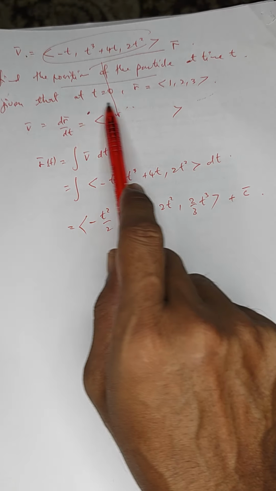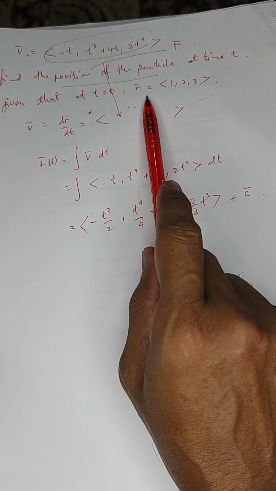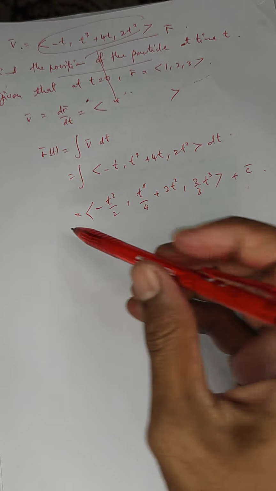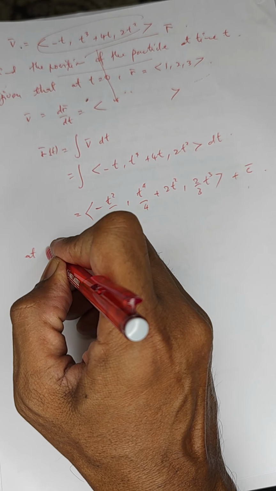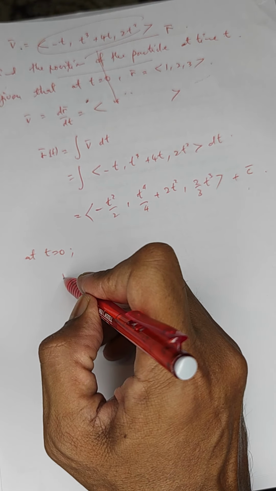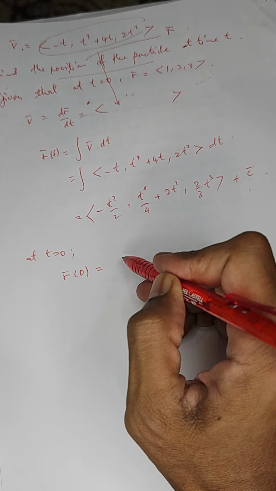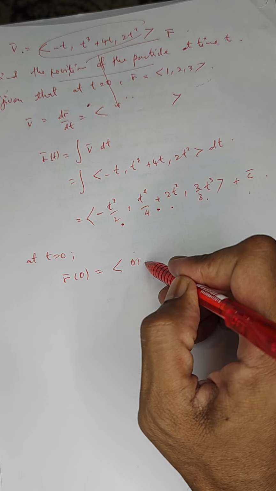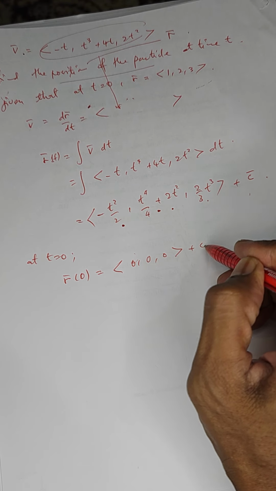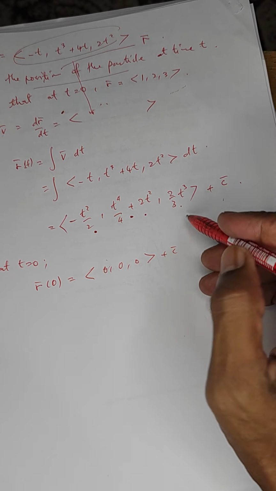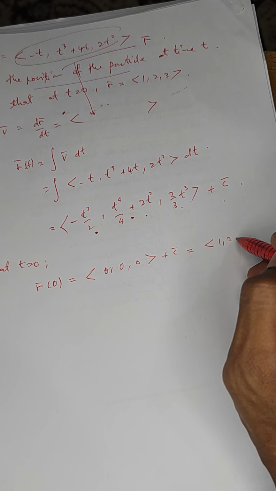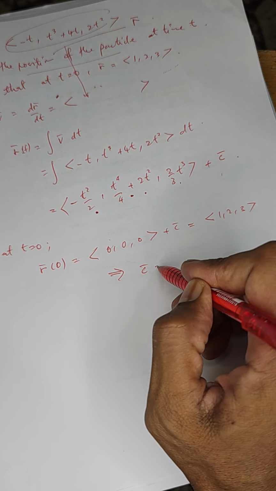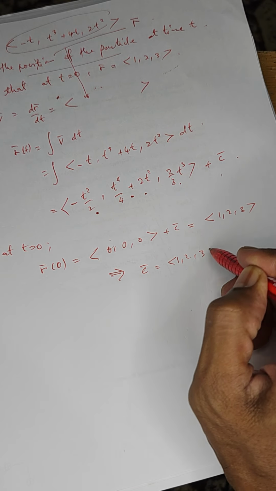If you use this condition, given t equal to 0, then r is that, then you can find c. At t equal to 0, we have r0 is 0, 0, and 0, plus c, equal to 1, 2, 3. So which means our vector c is given as 1, 2, 3.